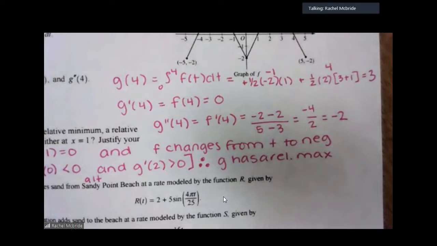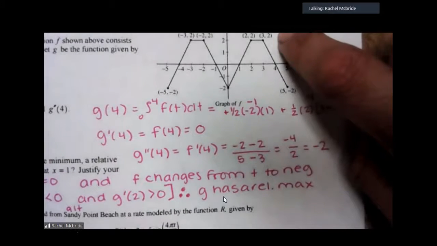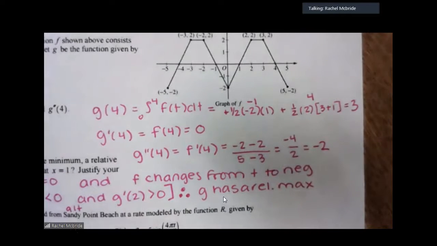g double prime of 4 is the same as the derivative of f at 4. And at this point, if you do not know, the derivative represents the rate of change. Rate of change is slope in mathematics. So g double prime of 4 is asking you for the slope of the line at 4. They gave you the point to the right of 4 and the point to the left of 4, so you find the slope to the right and left of 4, and you get negative 2.